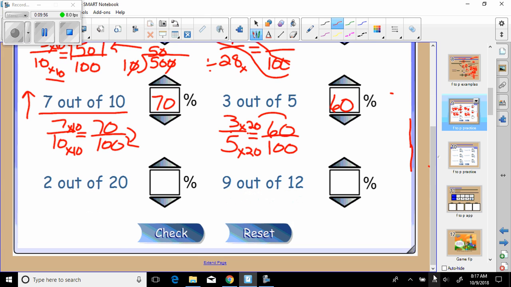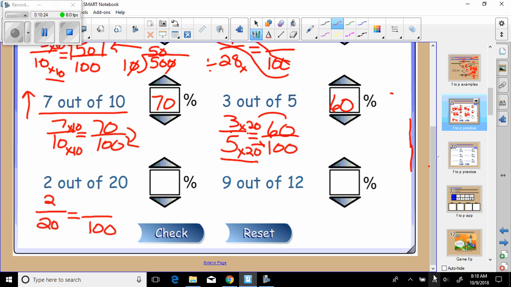Okay, all right, so we have 2 left. Again, pause the video and then work it out. And then come back and check it and see if you did it correctly. Make sure you show your work and look at the work. So 2 divided by 20 equals how many 100s?